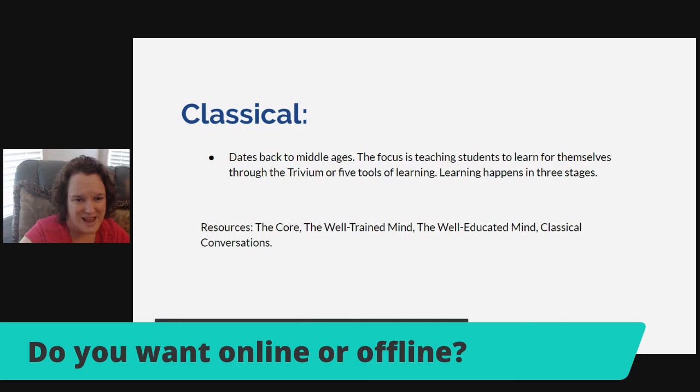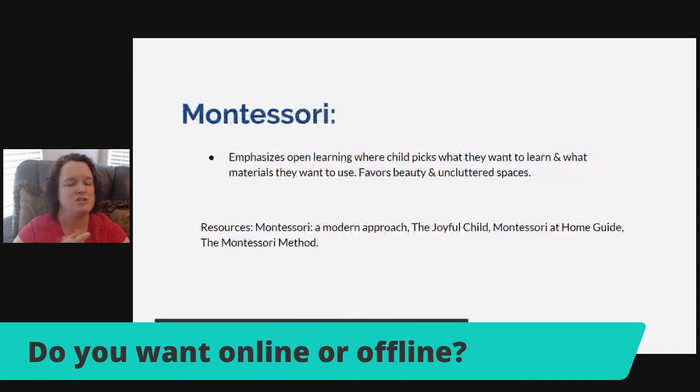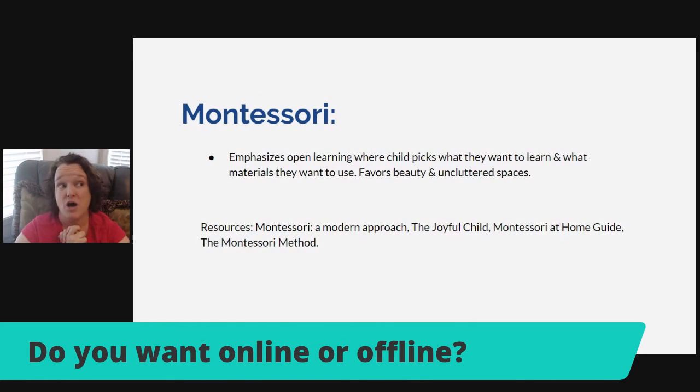So, next, Montessori. Montessori is well thought of. You can usually find elementary and daycare schools. You can find a Montessori school. It's going to be a little pricier. You might find a school that goes up through the ages, but you might not. In my area, I have not seen that. It is very well thought of, been around forever. It emphasizes open learning where the child picks what they want to learn and what materials they want to use. Favors beauty and uncluttered spaces.